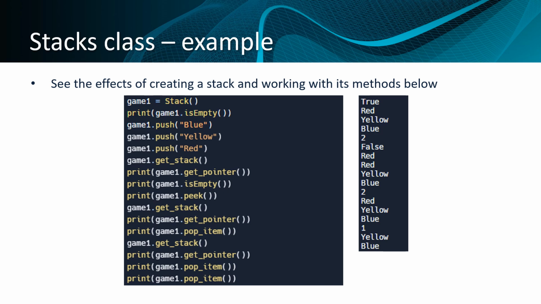I've then called print game1.getPointer, and you can see that it is in position 2. Blue would be in position 0, yellow in position 1, red in position 2. I then try isEmpty again, and we now get false because we know there is stuff in our stack. Game1.peek reveals red, because red is the next thing that would be pulled off the stack.